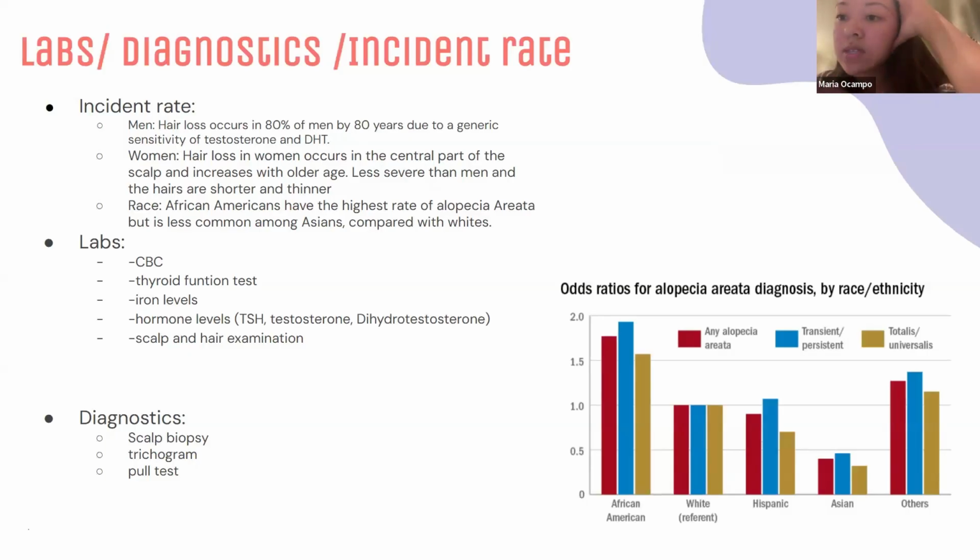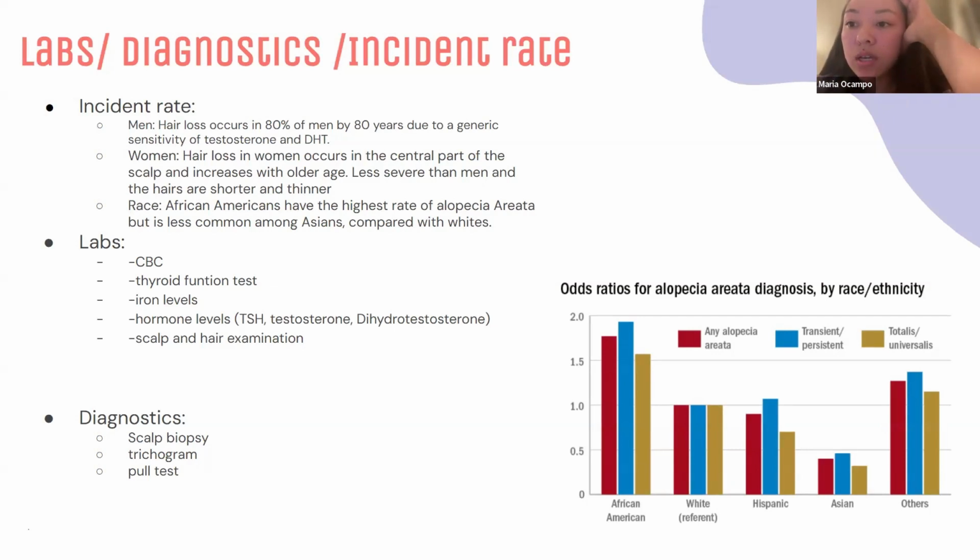So moving on to the labs. For the incidence rate, like I mentioned earlier, about 80% of men by the time they're 80 experience some sort of hair loss. For women, it's less common, but by race, African Americans have the highest rate of alopecia areata. It is less common in Asians compared with whites.